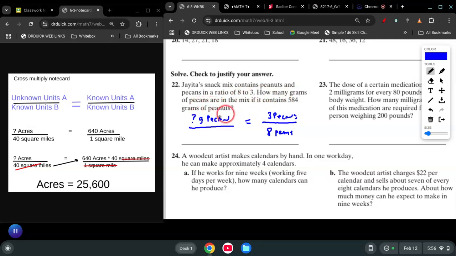How many grams of pecans? That's what we're looking for. If it contains 584 grams of peanuts. Now, I know sometimes we get sloppy. We don't like to write out the words. I advise you to write the words. You make sure everything is where it's supposed to be. All right? Pecan, and then we have peanuts, pecan, then peanuts. Then you could do your cross multiply.